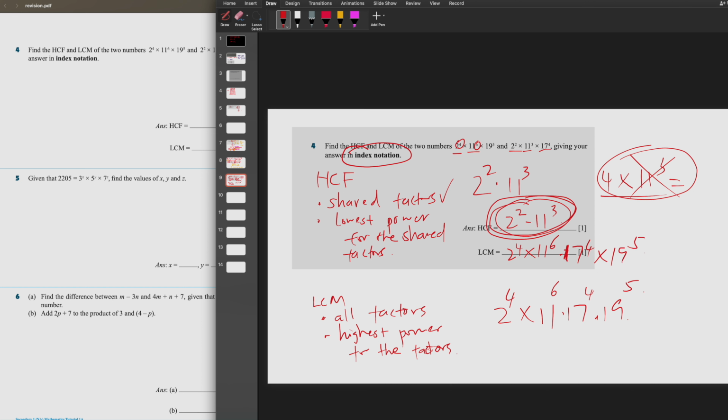By the way, they don't want you to get the answer by using your calculator. So you just leave it like this. This is called index notation. So read the question carefully.